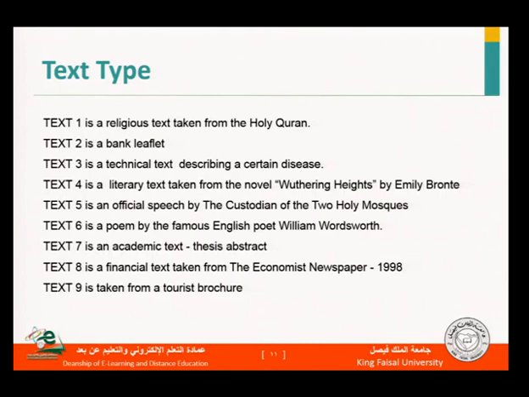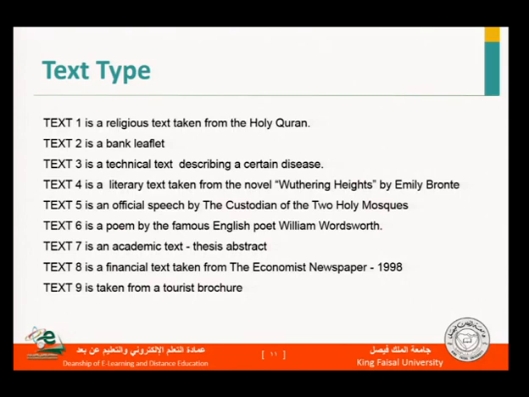Text 2 is a bank leaflet. We talk about online banking, passwords, usernames, links, everything. We are talking about another text, which is totally different from the first one. Text 3 was a technical text describing a certain disease. وهذا كان عن technical text، يعني نص تقني بحث مقدم، يعني كان مأخوذ من إحدى كليات الطب اللي تدرس الطب باللغة العربية. أعتقد هو من جامعة دمشق. أنا أخذته من كتاب يدرس في جامعة دمشق. أوكي، وهذا يتكلم عن مرض معين، certain disease. So it is technical.